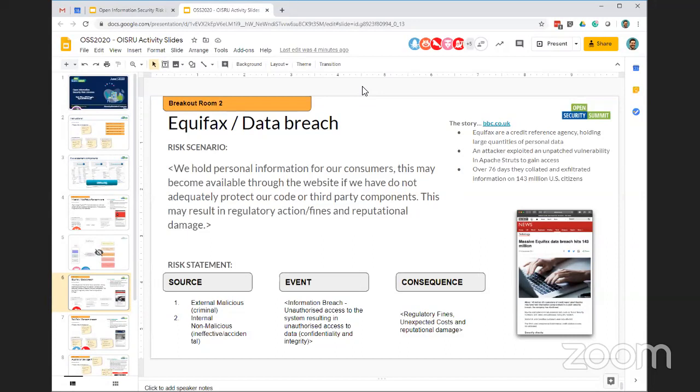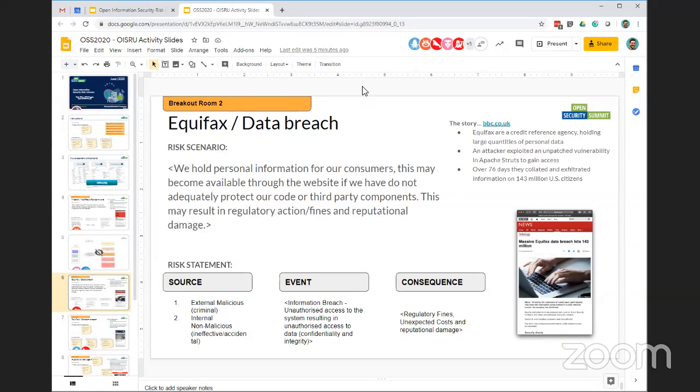So we set the scene in the scenario, but also talked about the risk and the potential consequences, or the event and the potential consequences in the scenario, as I say, hopefully in a way that's easy for the business to understand, and then moved into the breakdown of source, event, and consequence.